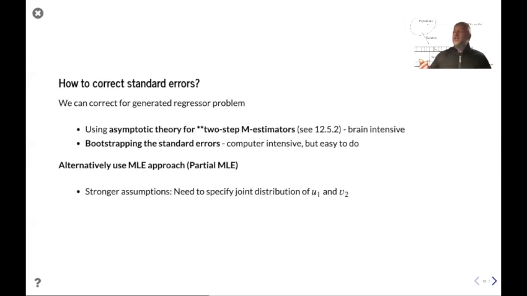Well, there's essentially roughly two ways. Use asymptotic theory for M estimators. See that chapter. It's not that brain intensive, but it's brain intensive compared to computer intensive. Okay, and we're not going to do that because we didn't spend a lot of time talking about two-step M estimators. So then you can do the bootstrap, right?